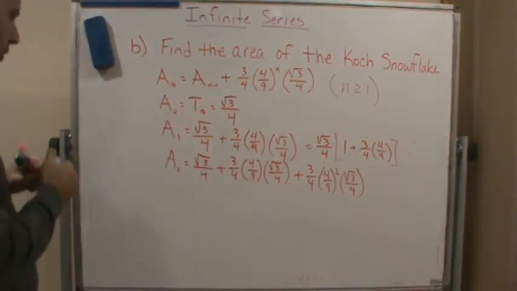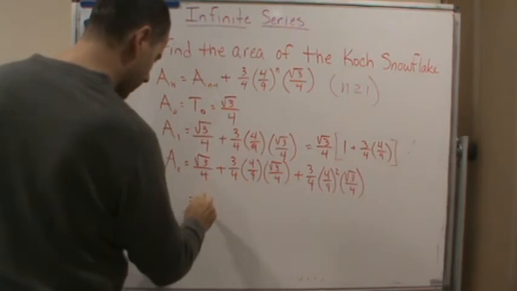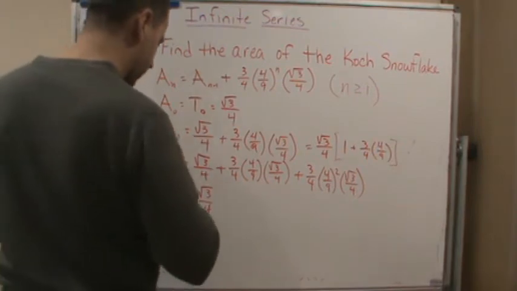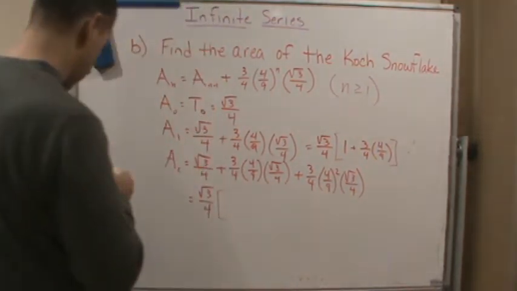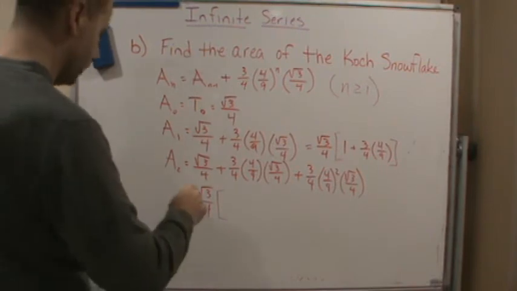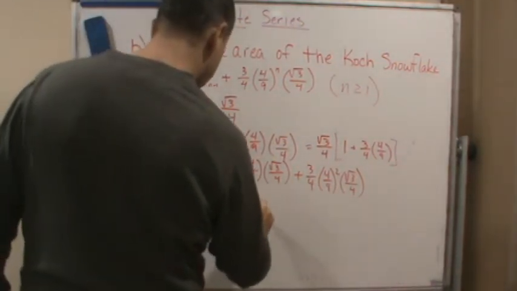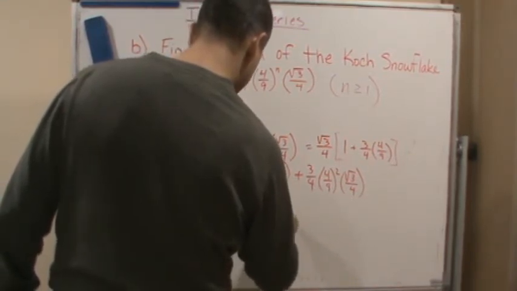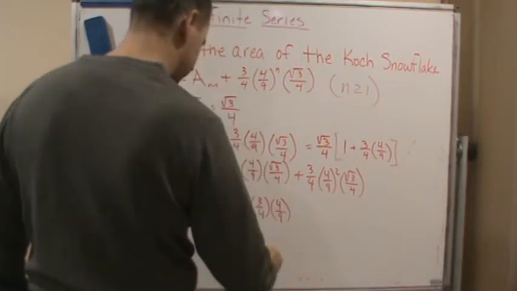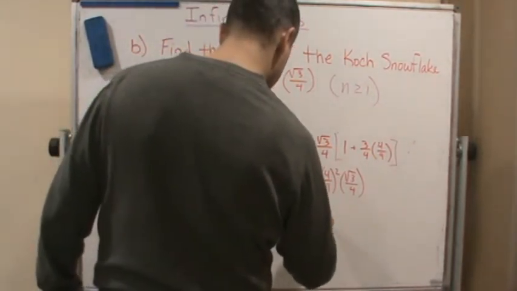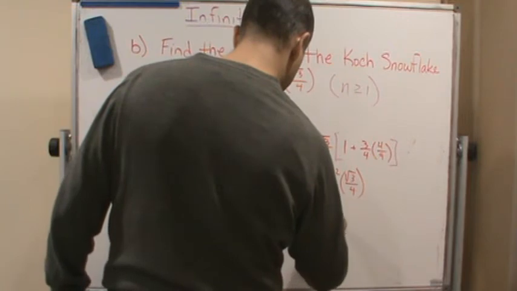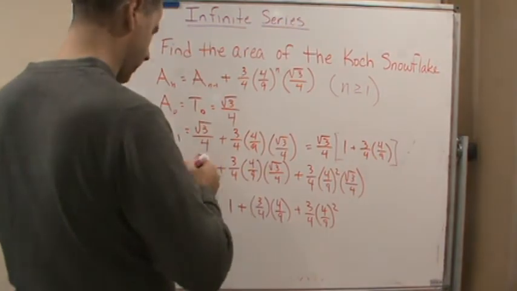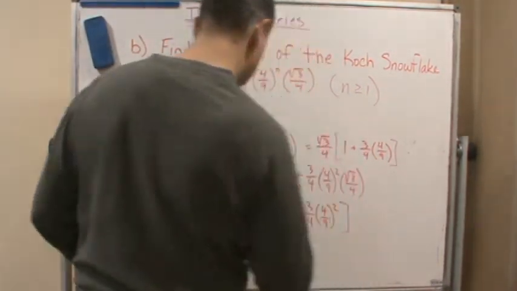And then a sub 2 becomes what? Well, we're going to factor out the square root of 3 over 4. And then what does that leave us? Leaves us this: 1 plus 3/4 times 4/9 plus 3/4 times 4/9 squared.